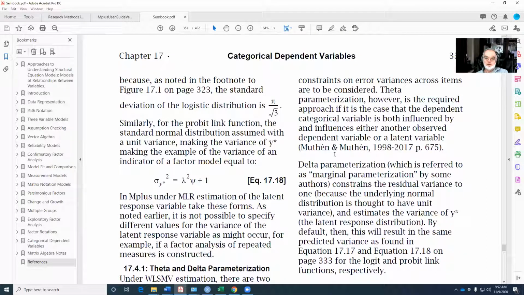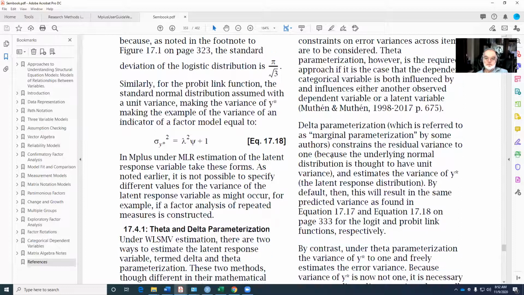And delta parameterization is also called marginal parameterization. It happens because we're constraining the residual variance to 1, because the underlying normal distribution is thought to have a unit variance, and it estimates the variance of my latent response variable by this command. So the variance of the entire latent response variable is this part plus the number 1.